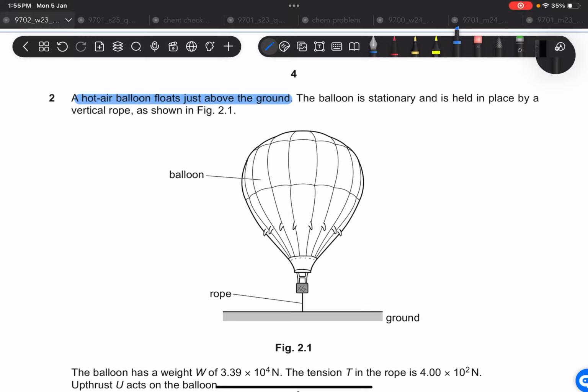Okay, it's floating above the ground. For physics, I don't know why people find it hard. You just have to convert these lines that are written into formulas and into a way of thinking.